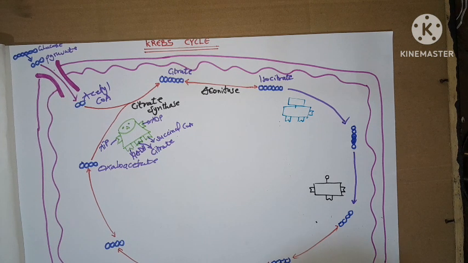And there is a chemical known as fluoroacetate that is found in rat poison, and it is the only chemical that can inhibit this enzyme. When it inhibits this enzyme, citrate cannot convert to isocitrate. So fluoroacetate is the only chemical that can inhibit this aconitase enzyme, and when it inhibits aconitase, it prevents citrate from being converted to isocitrate.